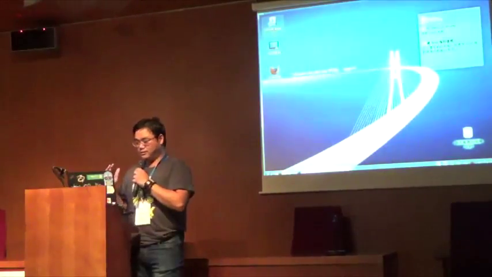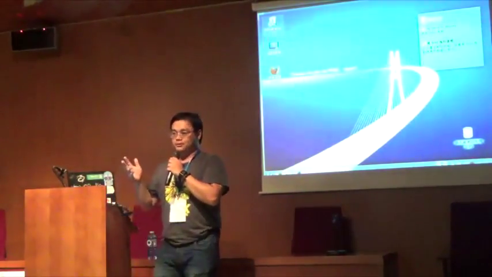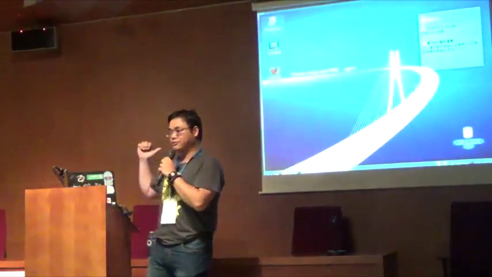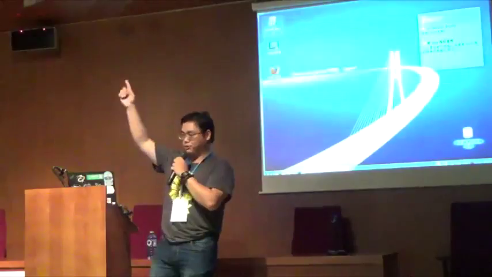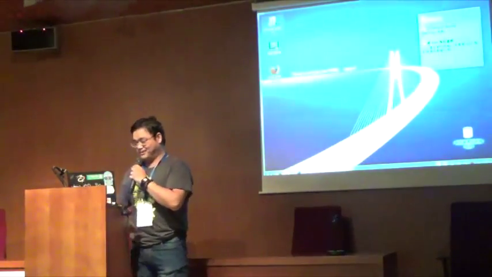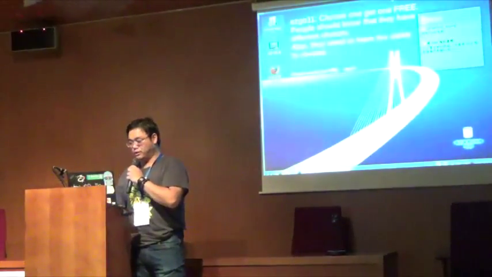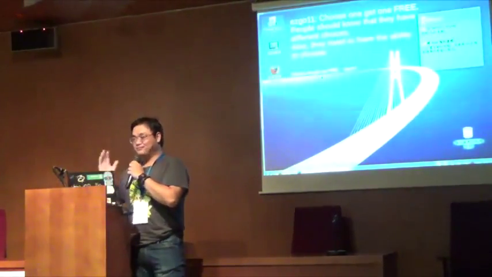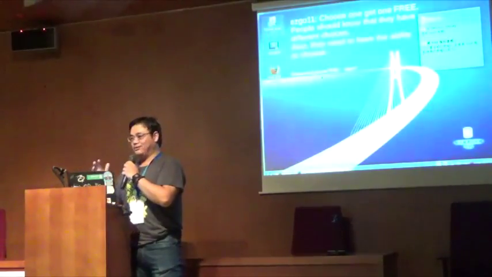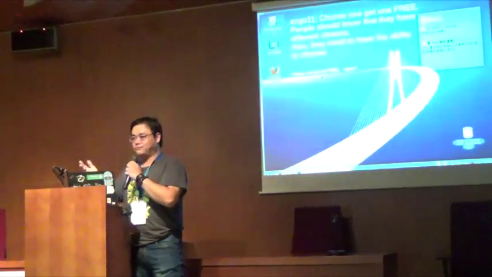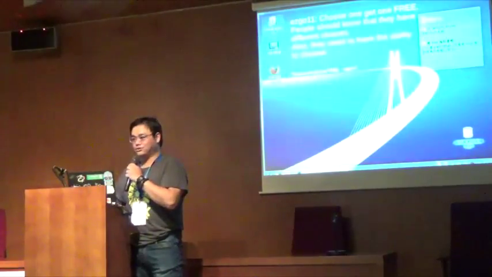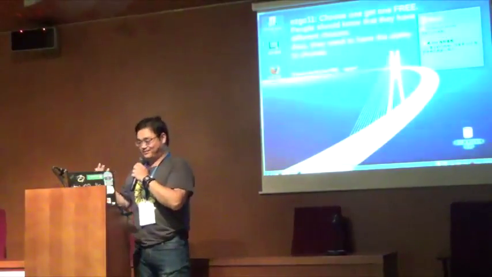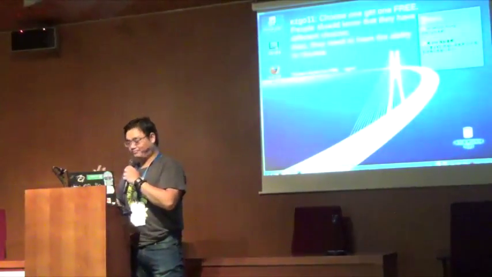That's ezgo 11, the version we deployed to the New Taipei City 10,000 PCs. Choose one, get one free. That was our slogan at that time, not buy one, get one free. It means you have a choice. New Taipei City was asked for a license fee because they thought they had no choice. But then we gave them another choice. So that version is very important.